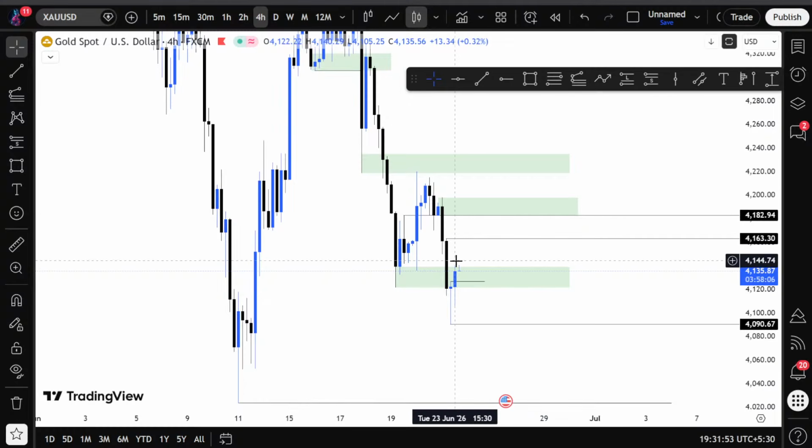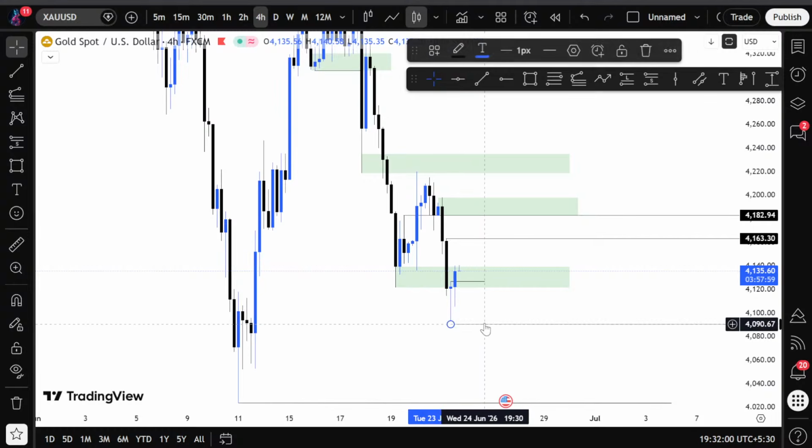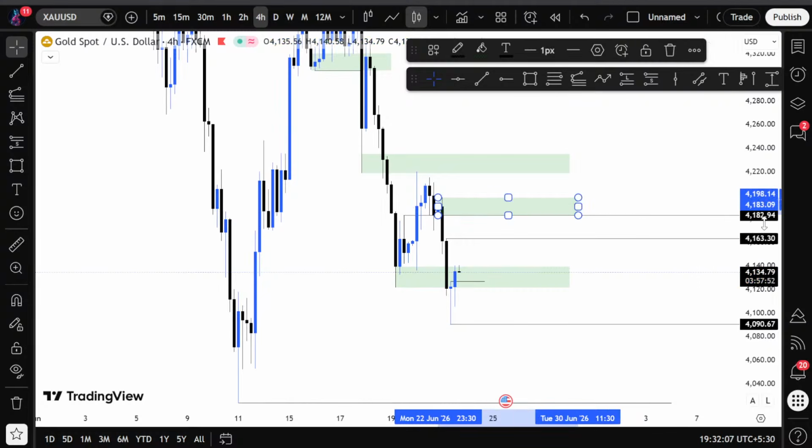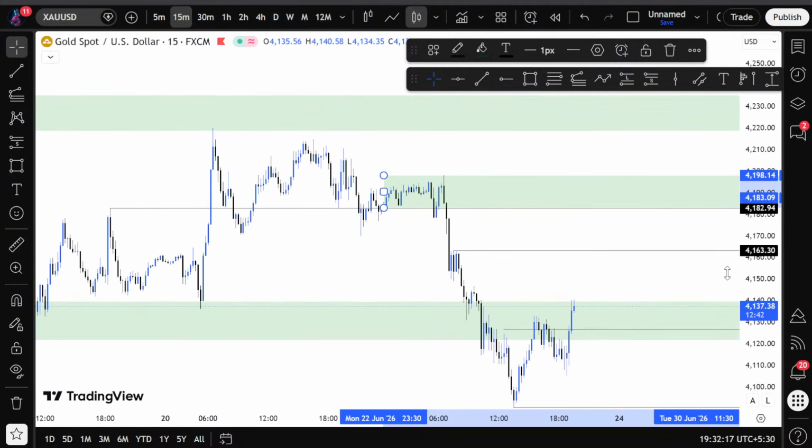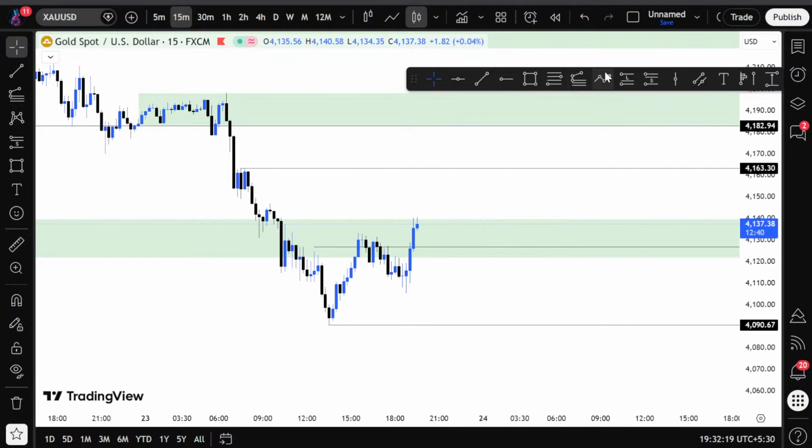So guys, it will take so much time now. Don't expect a direct fall now. 4090 is tested, so price is likely to test nearer around 4183 to 4198. Then it can drop again. It still has a chance, but it needs to develop a 15-minute time frame one more breakout structure, and then give a change of character. Then we can short. Otherwise, there is no short here now.